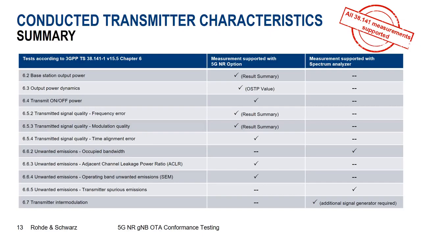And this is a complete list of all chapter 6 measurements, starting from the 6.2 base station output power to 6.7 transmitter intermodulation. And it shows where you get the information on the measured parameter, either in the 5G NR option or from the spectrum analyzer application.